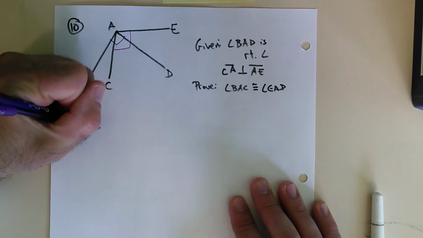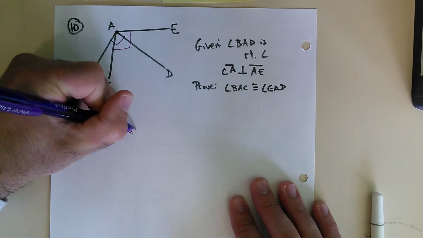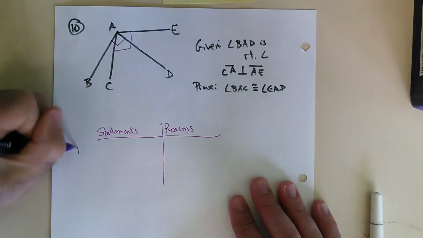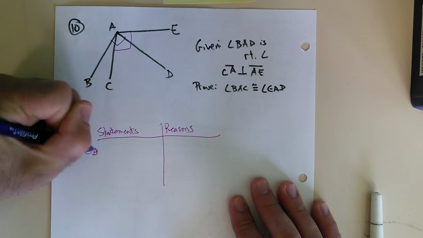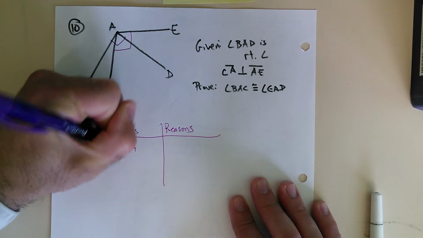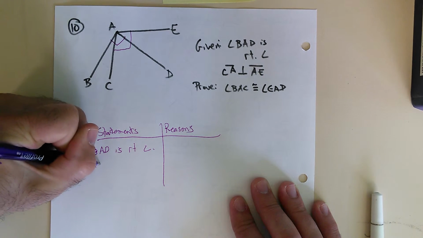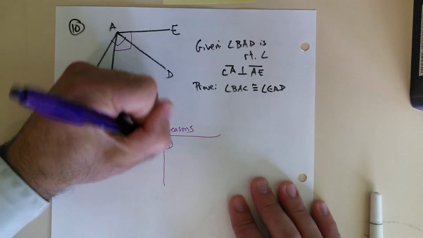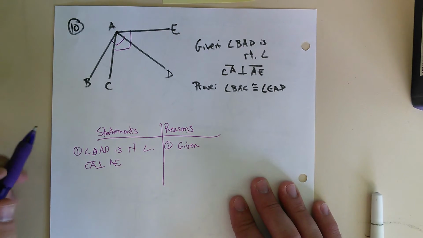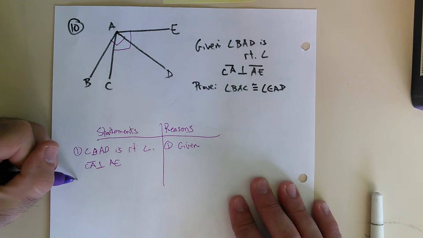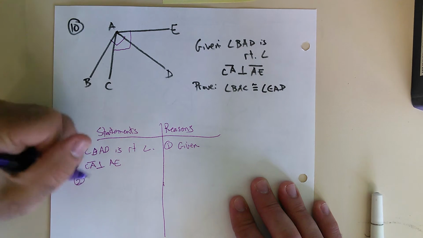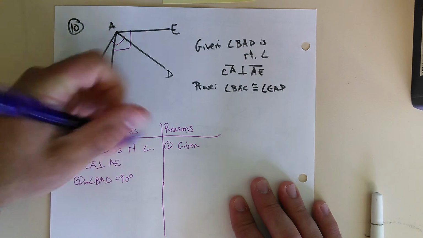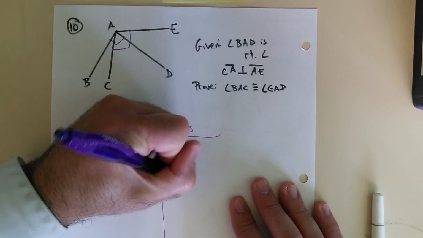So let's write again our statements and reasons. And first write our givens. BAD is a right angle, and CA is perpendicular to AE, and that's given. So I know both of these are going to have to be 90 degrees. So let's write that out. How do we know that? I could say angle BAD is 90 degrees because that's the definition of a right angle.